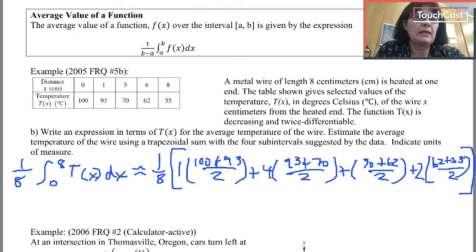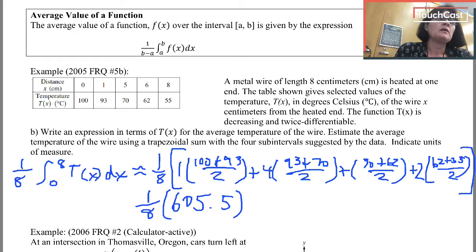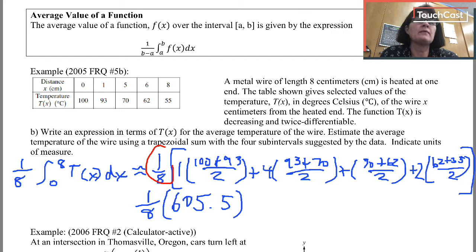All right, so here's what I got. I got that is equal to 1/8 times 605.5. So I bring it up because sometimes in this context, we forget to leave this 1/8 in our answer. So if maybe you had forgotten the 1/8, I want you to think about that number 605.5. If I asked you if the average temperature of the wire is 605 degrees, I hope you would look at the temperatures that we know.